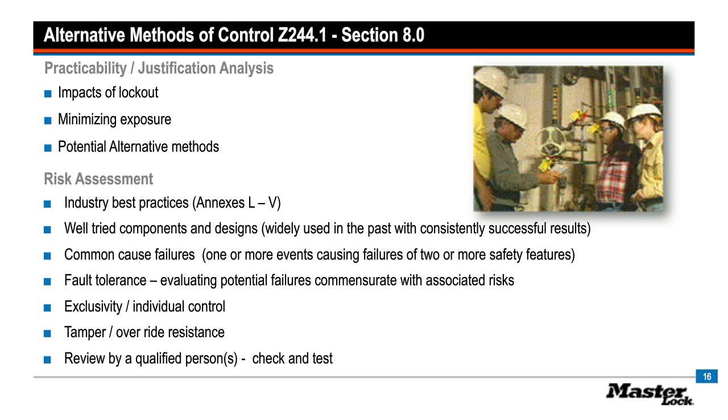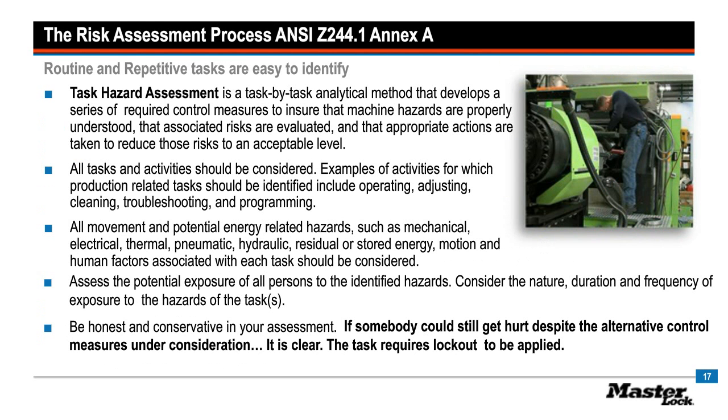Routine and repetitive tasks are easy to identify. They occur all the time. It's a task-by-task method that develops a series of control measures. All tasks and activities should be considered, such as what is required to operate the machine, to make adjustments, to do tool changes, cleaning, troubleshooting, that kind of thing. We have seen task lists prepared, numbering a dozen different activities on one machine, each either indicating this task requires full lockout, this task requires partial lockout, or this task requires an alternative method, and here's what it is.